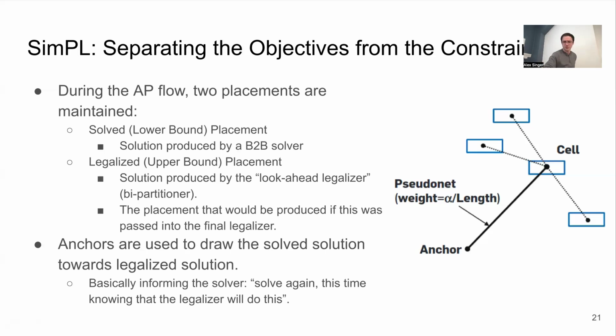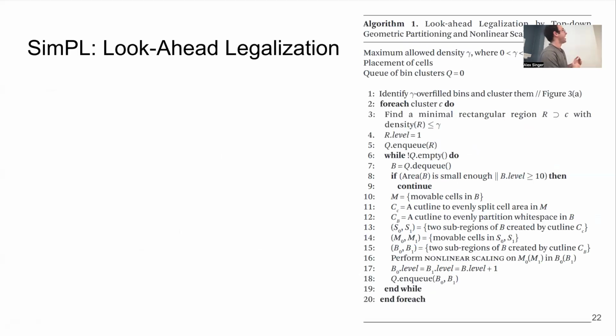And finally, one thing I should mention, this alpha term, they grow linearly. Now, we've found that growing it exponentially converges better, but I haven't tried a linear term in a while. So maybe someone in some convex optimization project could try that and see what happens. Looking at you two. So how do they do look ahead legalization?